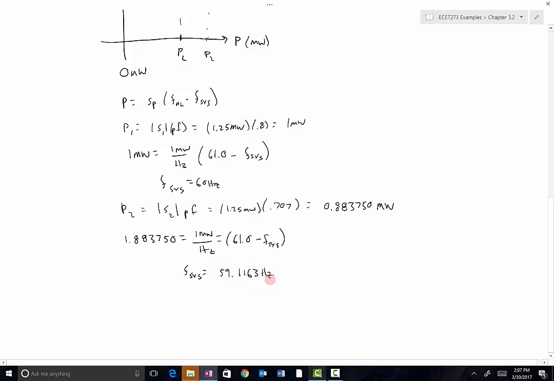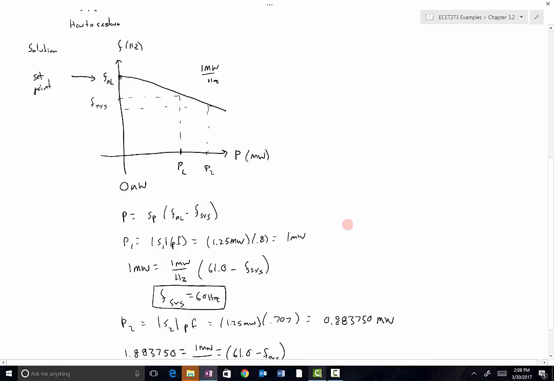59.1163 hertz. So delivering load 1 alone, we got a nice perfect 60.0 hertz, but as soon as load 2 popped up, the frequency dropped a little less than 9/10 of a hertz. So that's way too much, way outside of the legal limits set by the laws that govern the electric power system. So that's no good. So as power system engineers, we need to figure out how to adjust that, and this curve tells us exactly what to do.